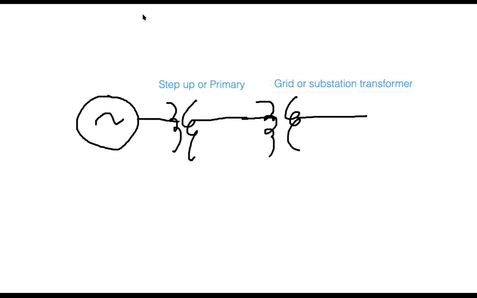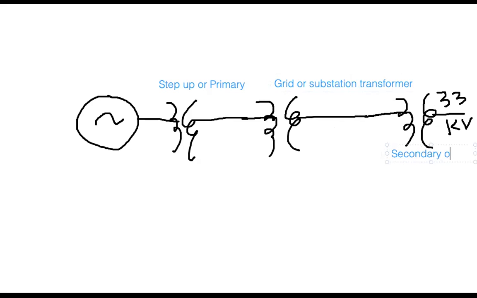I have explained this diagram briefly before. This is the transmission line. At the end of the transmission line, there is one transformer which steps down the voltage, and as I told you before, converts it into 33 kV. This transformer is called the secondary or step-down transformer.